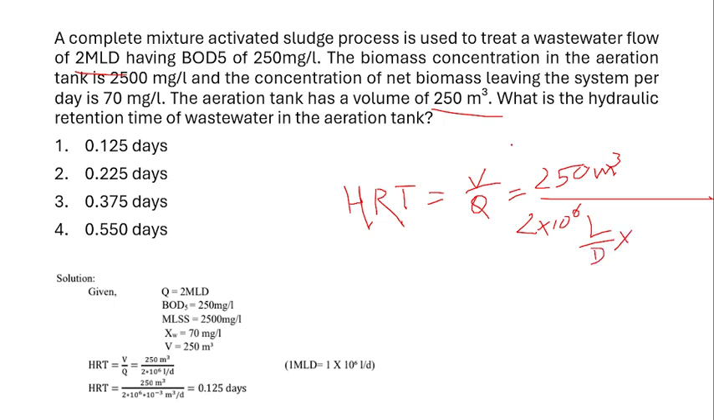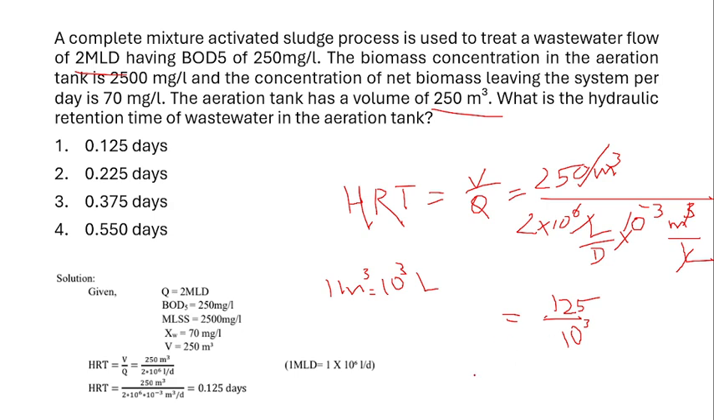So we know 1 meter cube is 1000 liter. So liter to meter cube, we have to multiply it with 10 power minus 3 meter cube. Now we have converted this liter to meter cube. Liter will get cancelled, meter cube will get cancelled. So now we have 250 divided by 2, which is 125. 10 power 6 and 10 power minus 3 are there, so 10 power 3 in the denominator, which is nothing but 0.125. Only days are remaining. This is the answer.